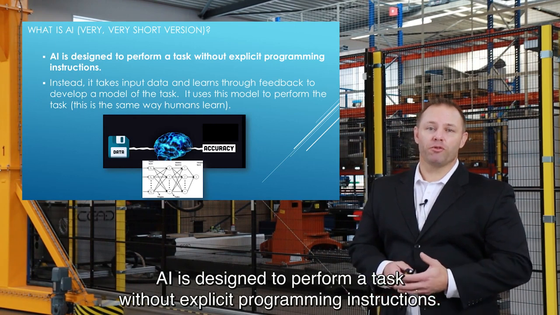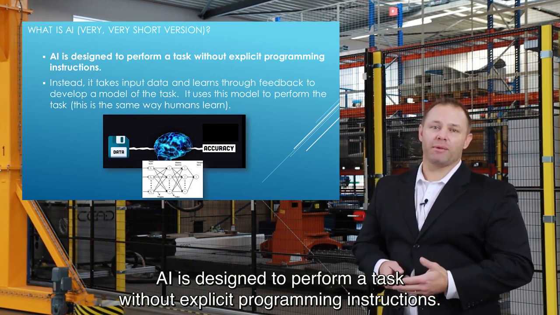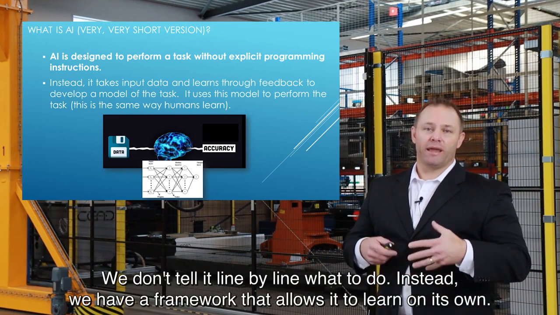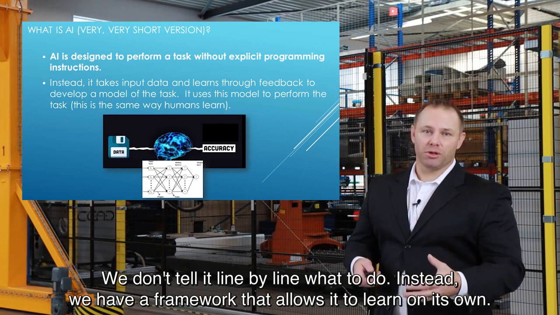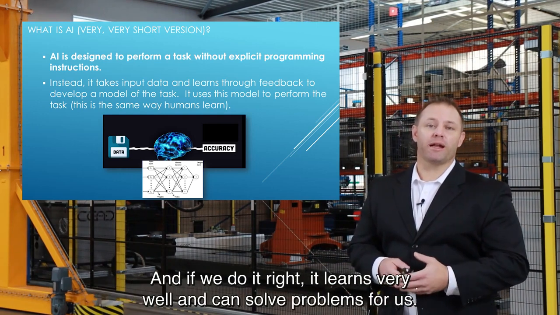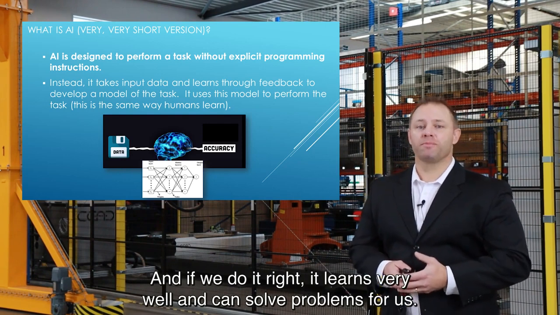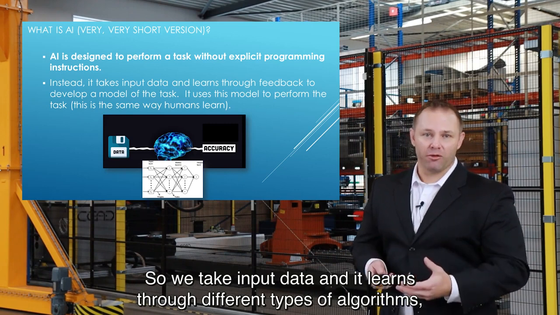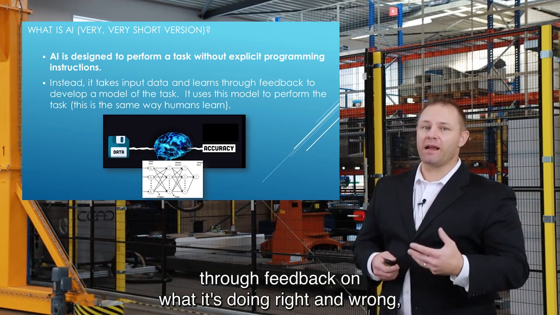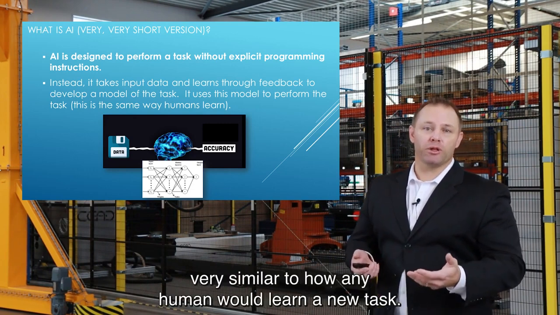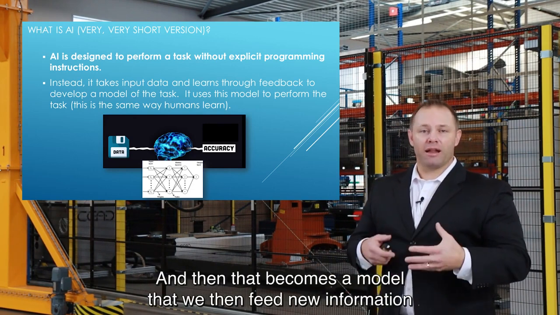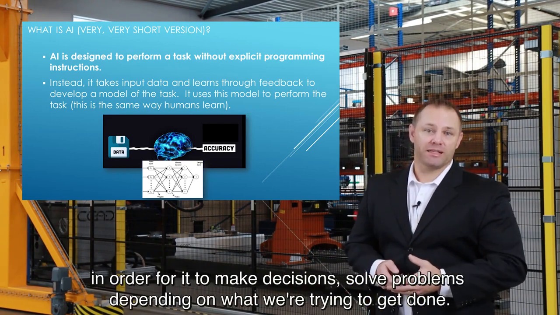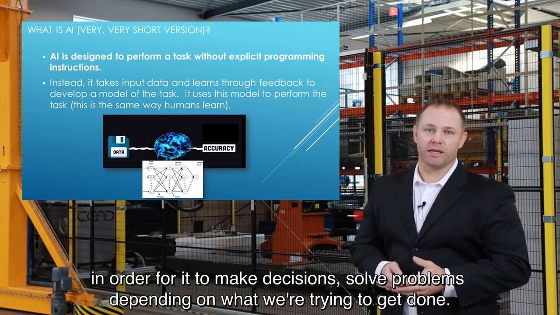So, very short version. AI is designed to perform a task without explicit programming instructions. We don't tell it line by line what to do. Instead, we have a framework that allows it to learn on its own. And if we do it right, it learns very well and can solve problems for us. So we take input data and it learns through different types of algorithms, through feedback on what it's doing right and wrong, very similar to how any human would learn a new task. And then that becomes a model that we then feed new information in order for it to make decisions, solve problems, depending on what we're trying to get done.